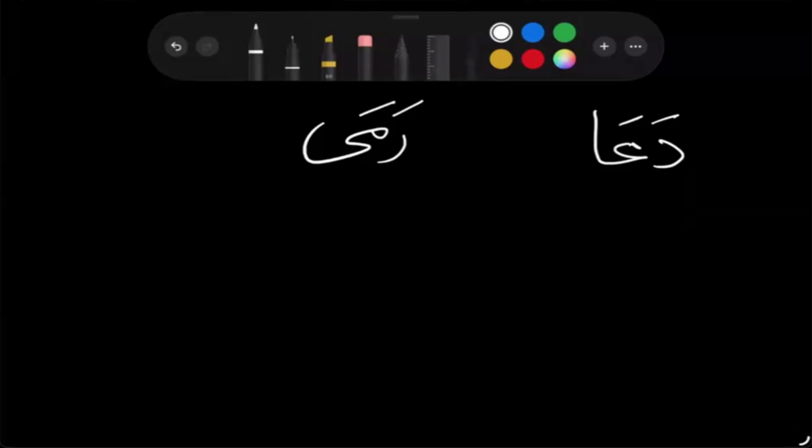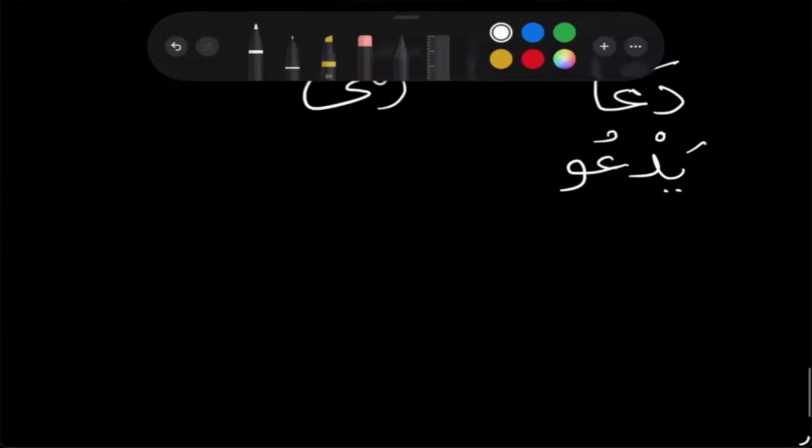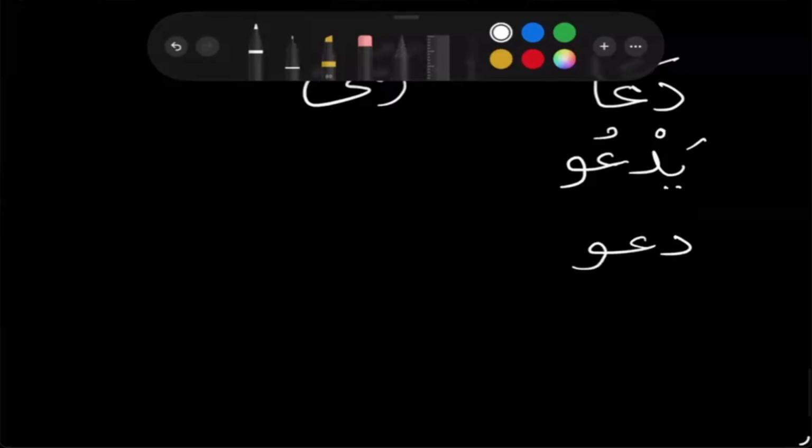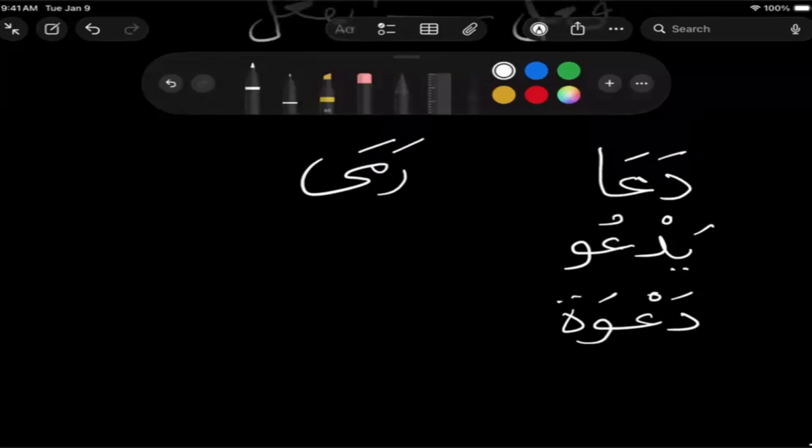Go through the sarf if you know it. What's the mudari' of da'a? Yad'u. There, the waw reappeared. And what's the masdar? Da'wa. The waw reappeared. How about rama? How do we know the alif here is originally a ya? By looking at the script, we can know. But if you just hear, how would you know? You won't know. So then you go through, not by mere hearing, the sarf.